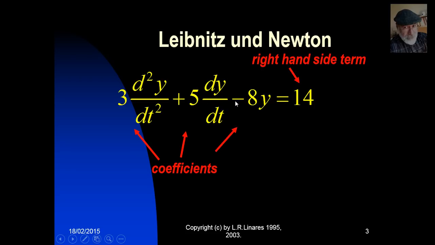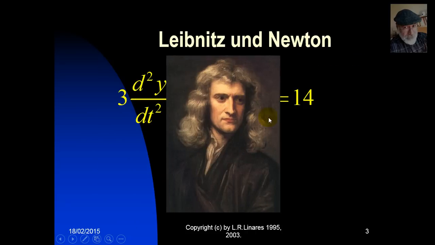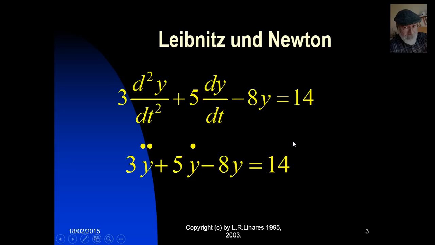But there was another notation we learned in second year too, one introduced by the other father of calculus, Sir Isaac Newton. He used this elegant way of representing the same differential equation: 2 dots for the second time derivative and 1 dot for the first one. Again, we see the 3 coefficients of the differential equation and the right-hand side term.